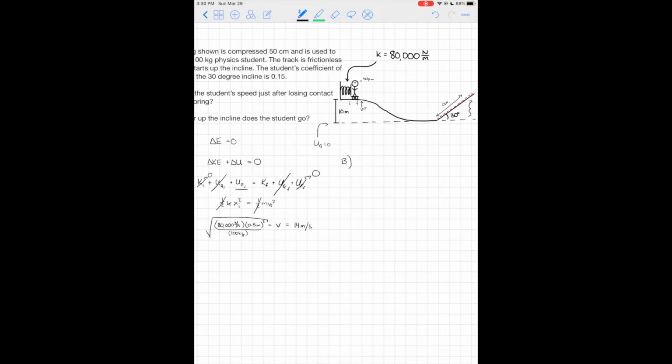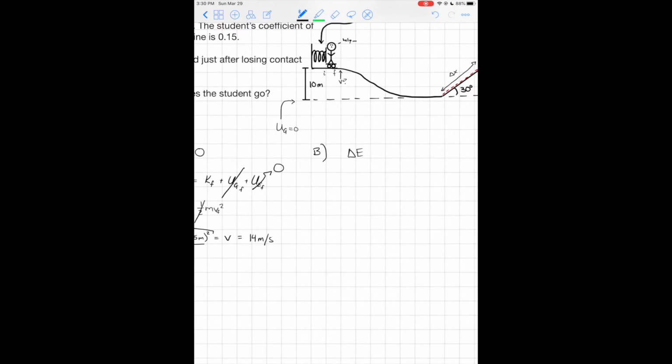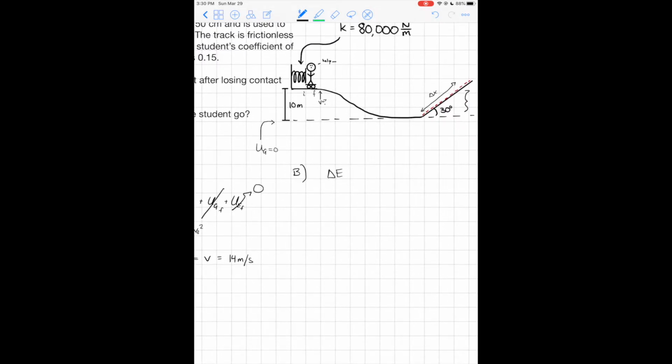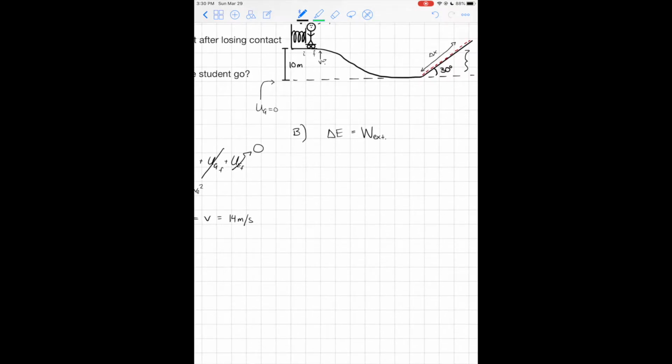Again, I'm thinking about this change in total mechanical energy, but this time I do have friction. I do have friction, so this is a non-isolated system. This is equal to the external work being done on our system. So I can take this apart.